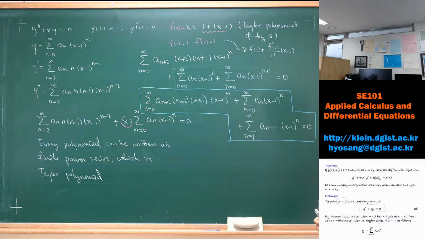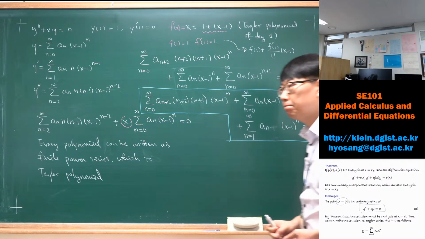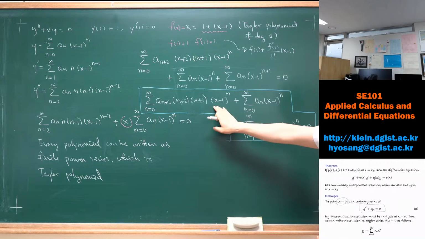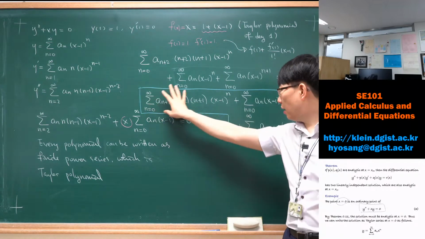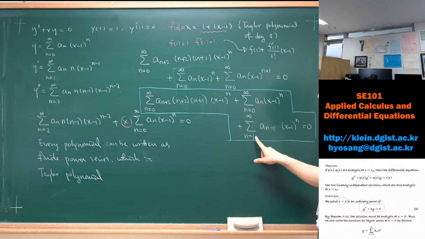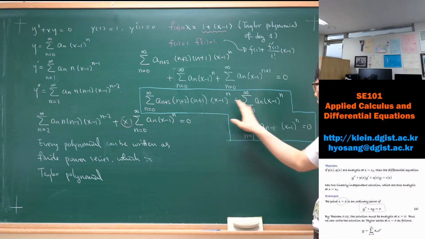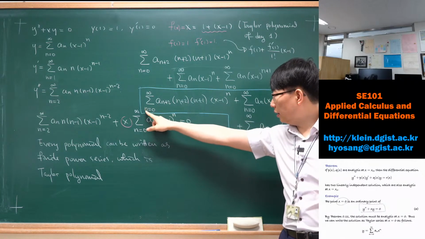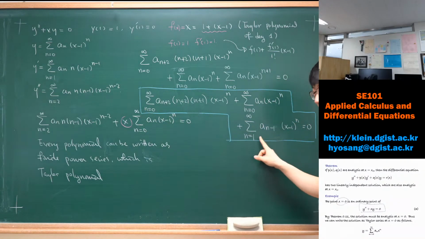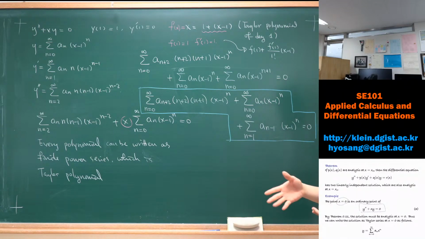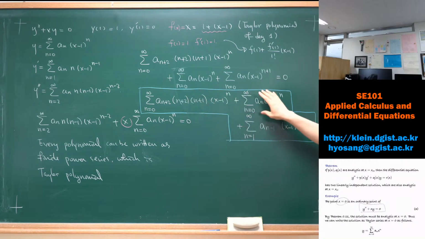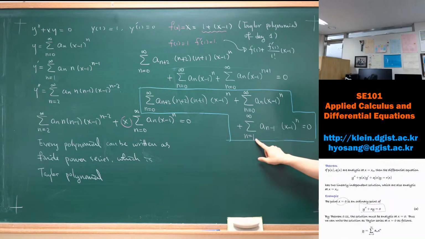So if the index of every sum starts from the same number, that's fine. But we have two sums, the first two sums, whose index starts from 0, and the last sum's index starts from 1. So then I cannot write a recursive formula directly from this sum. I have to separate out the first few terms until every sum starts from the same number.